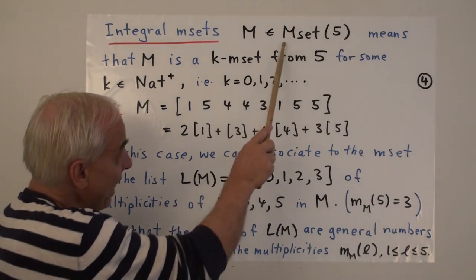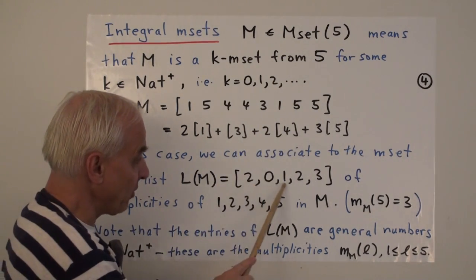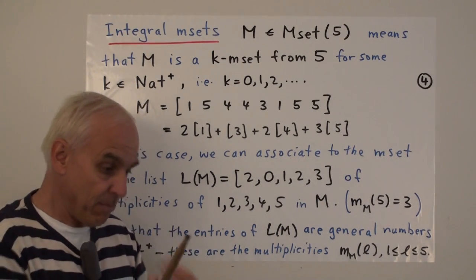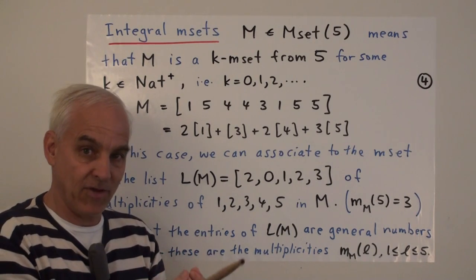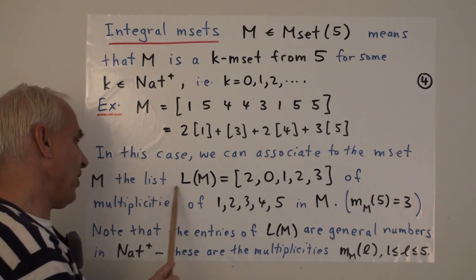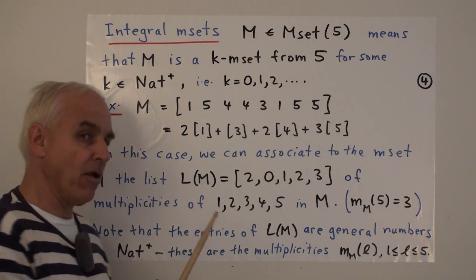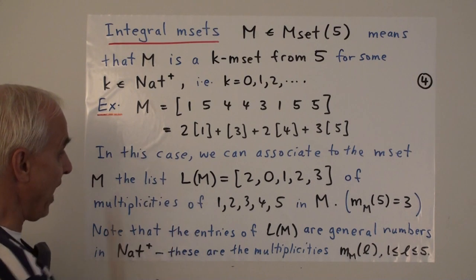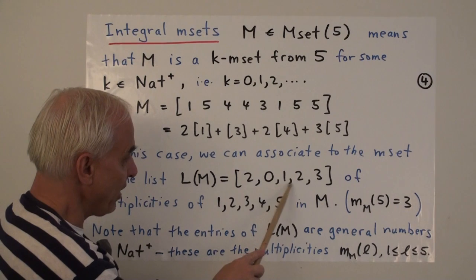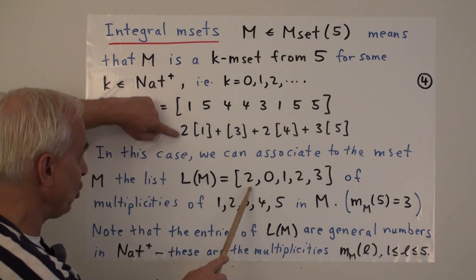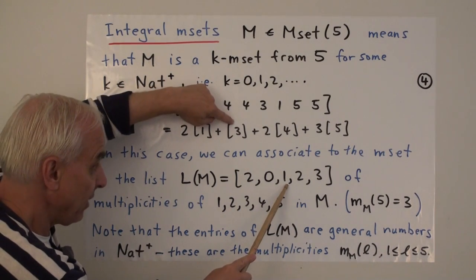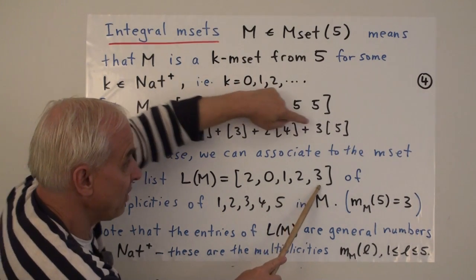So the possible elements that occur in this mset are 1, 2, 3, 4, 5, and we can record an mset by recording the multiplicities that each one of those elements actually has in the given mset. And we could maybe call this the list of m. Let's use the word L, because it actually is a list. So L of m, in this case, is the list 2, 0, 1, 2, 3. That records the fact that we have 2 1s, 0 2s, 1 3, 2 4s, and 3 5s.